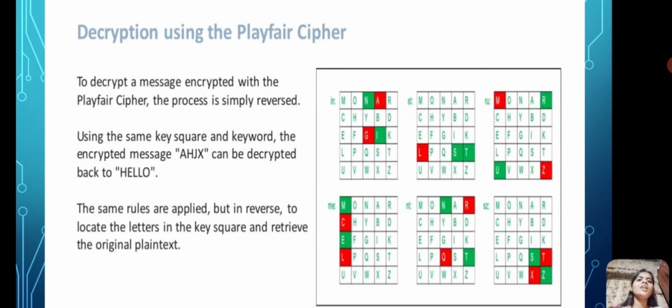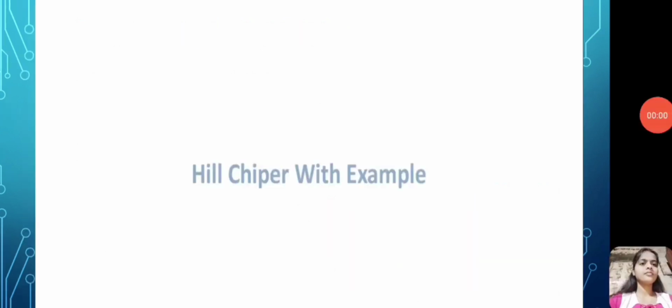Now let us see decryption using the Playfair Cipher. To decrypt a message encrypted with the Playfair Cipher, the process is simply reversed. Using the same key square and keyword, the encrypted message AHJX can be decrypted back to HELLO. The same rules are applied but in reverse to locate the letters in the key square and retrieve the original plain text. Here we can see the example.